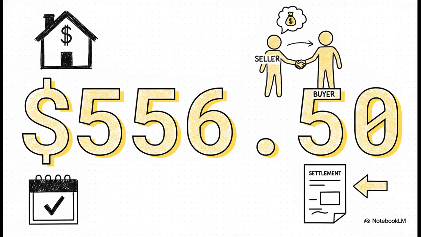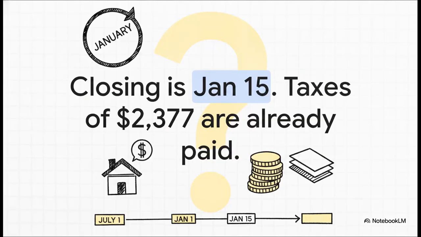Think of it this way. The seller is essentially handing over their chunk of the tax bill in advance just so the buyer doesn't get stuck paying for the time the seller was living there. It makes perfect sense when you actually map it all out, right? All right, let's step it up a notch.